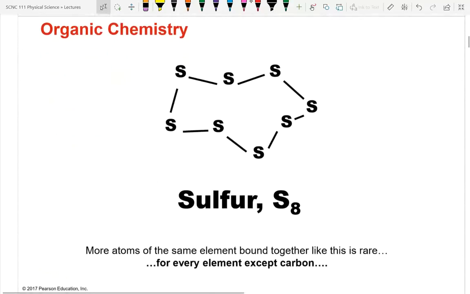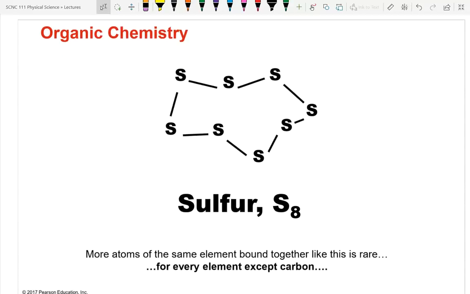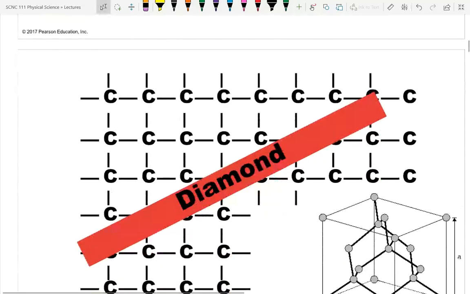Another one is making chains. Sulfur makes a pretty long chain, a chain with 8 members. And actually, you notice this is a cyclo chain. It's cyclic, goes in a circle. Carbon makes lots and lots and lots of chains of unimaginable lengths. So those chains are another thing that make it very interesting.